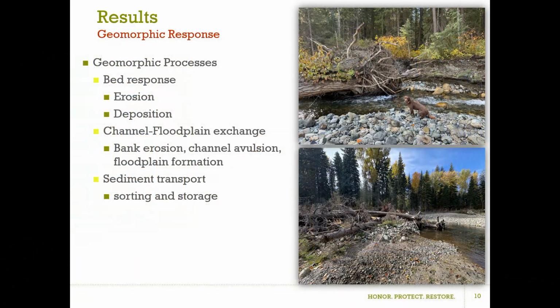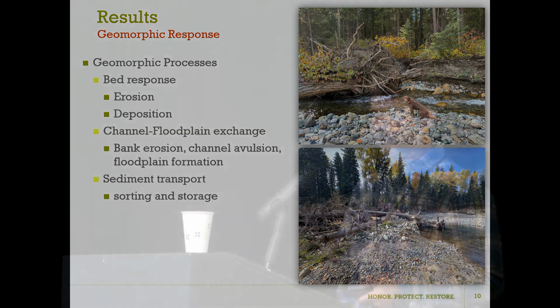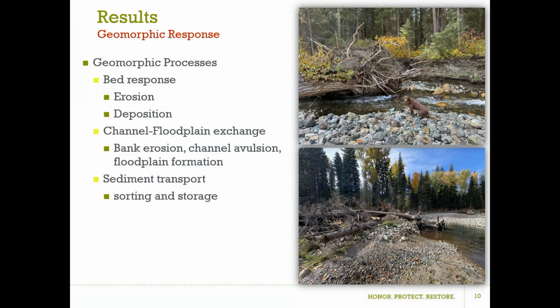So I'm finally going to get to some of the results of this work. Again, you can be out on the river bar and you can look and you can see erosion, recruitment of big trees. You can see sediment sorting like you do in the lower right-hand panel there. But really, how do we quantify a lot of that stuff? So we're looking at bed response, so erosion and deposition, and then we're looking at floodplain exchange. So where do we have bank erosion, channel avulsions, which did happen, and where we see floodplain formation, kind of in inset floodplains.